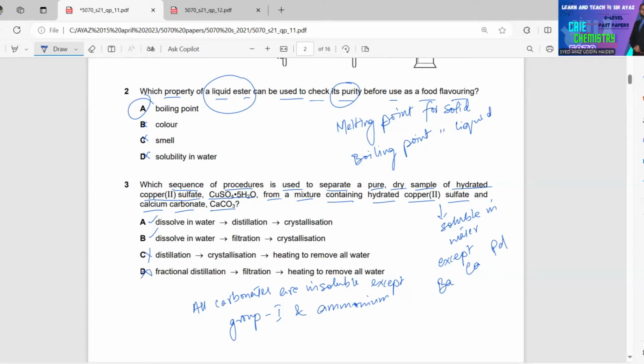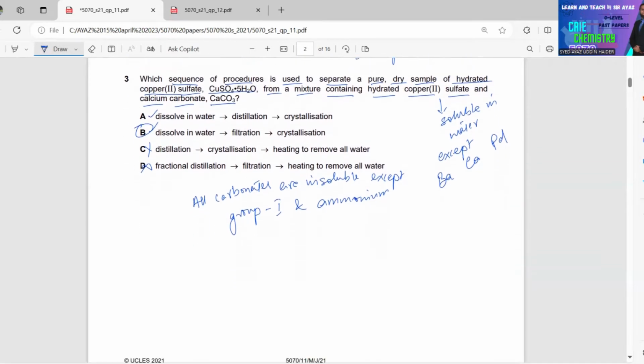So first of all, you need to dissolve in water. As calcium carbonate, CaCO3 is insoluble in water, it will remain as a residue. So we remove it through filtration. And in the end, we are going to crystallize the hydrated copper 2 sulfate. So B must be the right answer for number 3. Moving to next question.